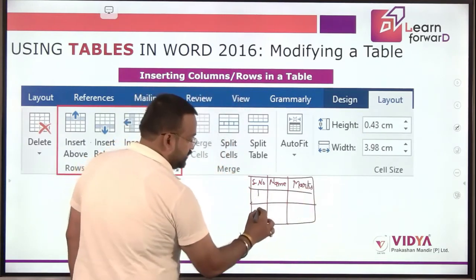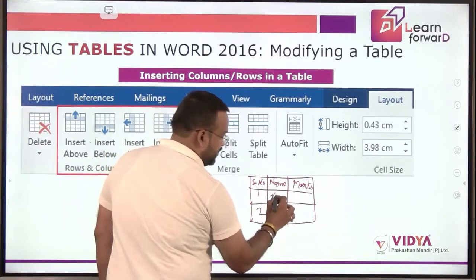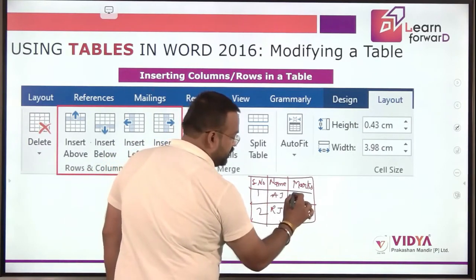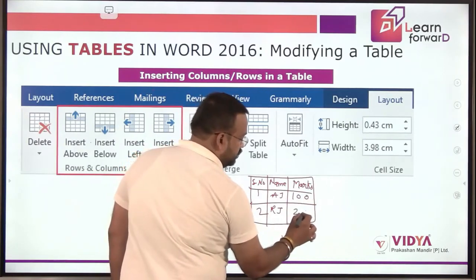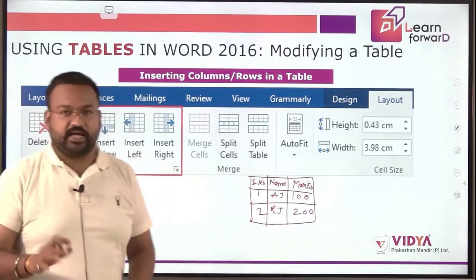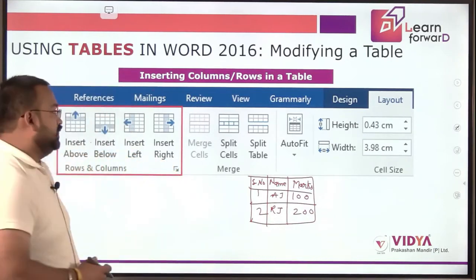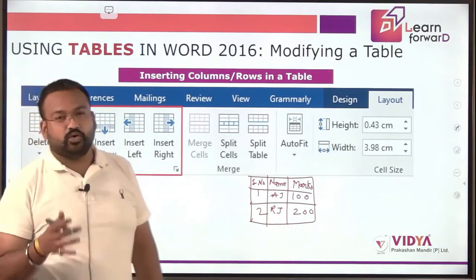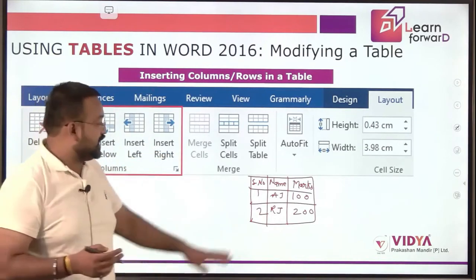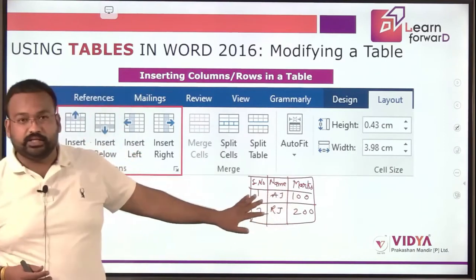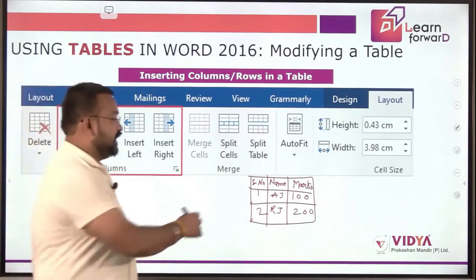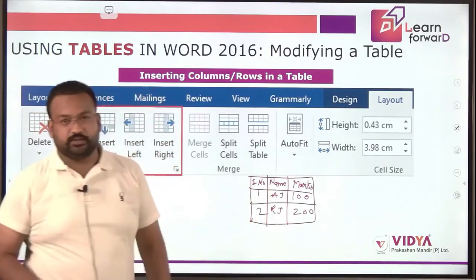Okay, let's say we have 1, 2, name is, let's say AJ, RJ, and the marks are given as 100, 200. So let's suppose this is the existing table that we have even in our Word document. Now I want to add the roll numbers as well. So I have 2 options. One is either I delete the complete table and redraw it. But in that case, the worst thing is I have to write all this data again.